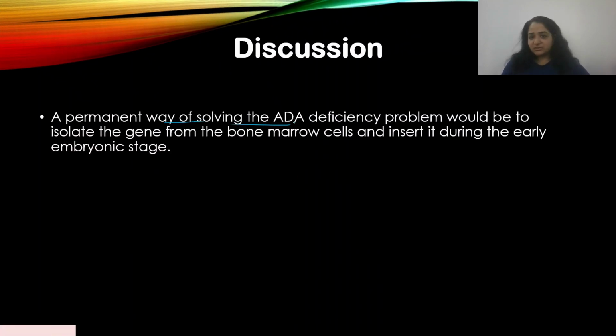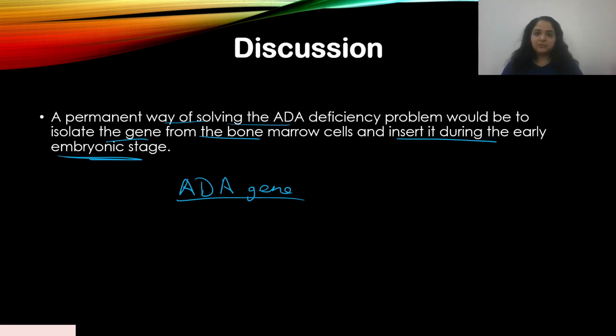So a permanent way of solving the ADA deficiency problem would be to isolate the gene. Let's say you have the ADA gene with you, and you insert it in the embryonic stage, during the early embryonic stages. So that is one way of doing it. You isolate the gene from the bone marrow cells and insert it into the fetus during the early embryonic stages. So when it's in the embryo form, that's one way of solving this problem permanently.